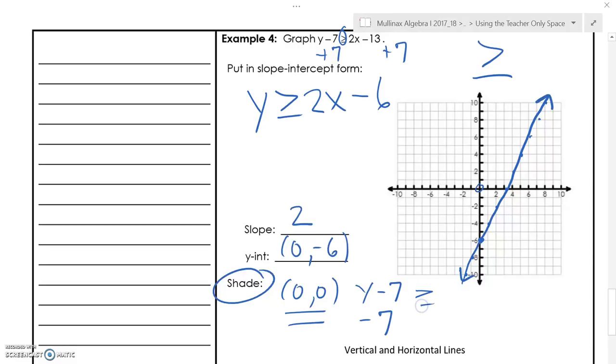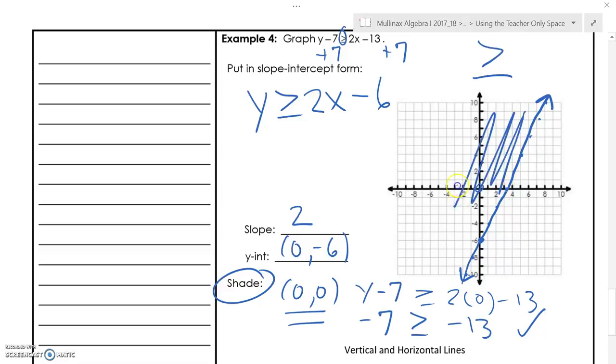Is that greater than or equal to 2 times 0 minus 13? 0 minus 13 is negative 13. Is negative 7 greater than or equal to negative 13? Yes, negative 7 is greater than negative 13. So (0, 0) is a solution.